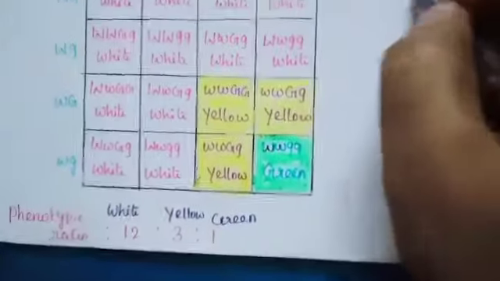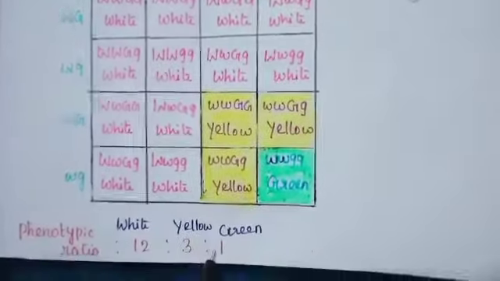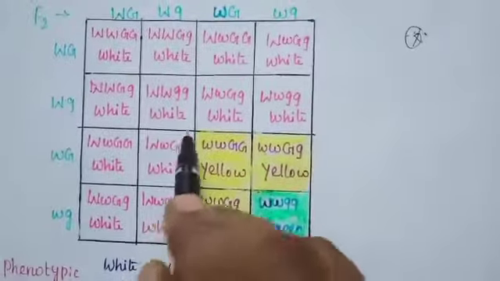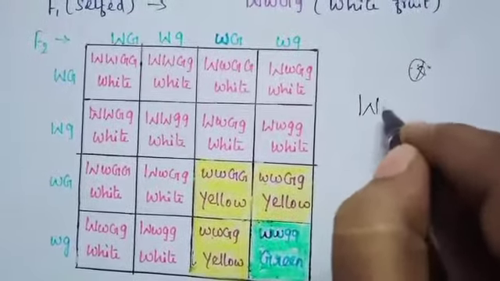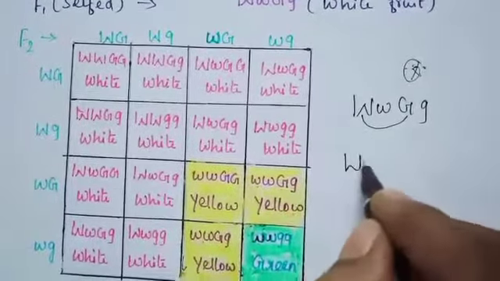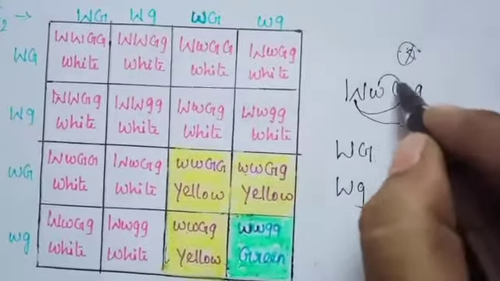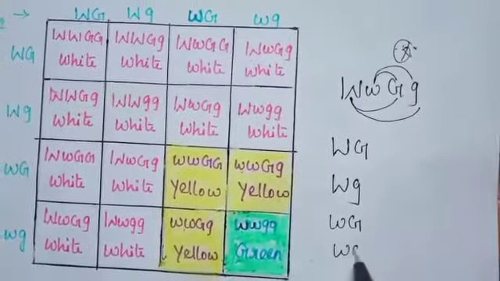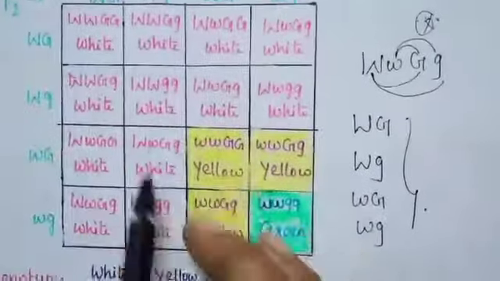This is an important 5 mark question. What is the ratio of intergenic gene interaction? 12:3:1. We can find this ratio with the help of the checkerboard method. So how do we divide the gametes? Capital W capital G, capital W small g, small w capital G, small w small g. These are the 4 gametes. The male gametes and female gametes are crossed.